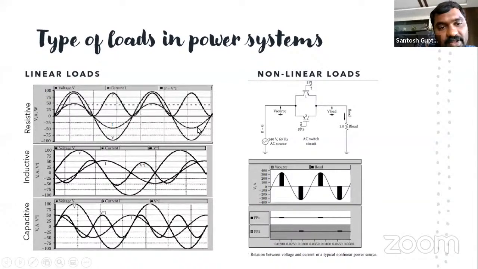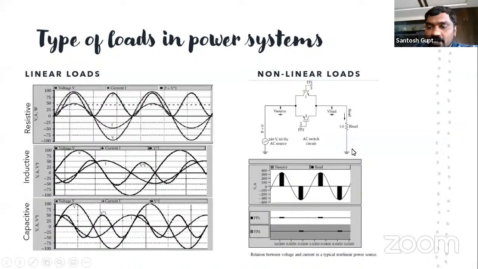Whereas if you have an inductive load, here also both current and voltage will be sinusoidal waveforms, but there will be a phase shift. The current lags the voltage. At the same time, with the capacitive load you will also have a similar sinusoidal waveform, with both voltage and current sinusoidal and a phase shift of 90 degrees, where the current is leading.